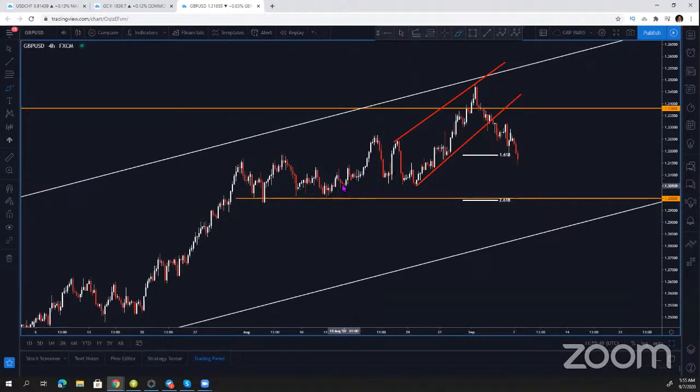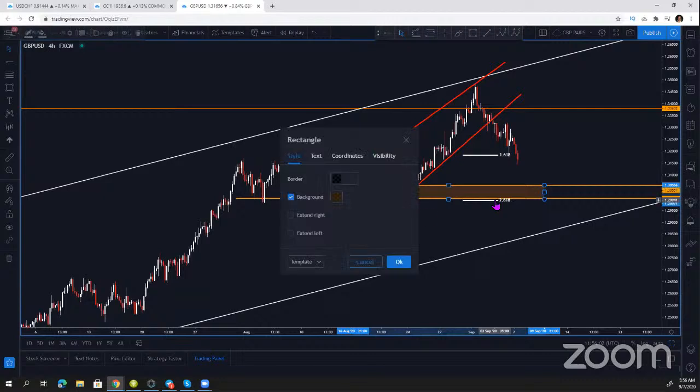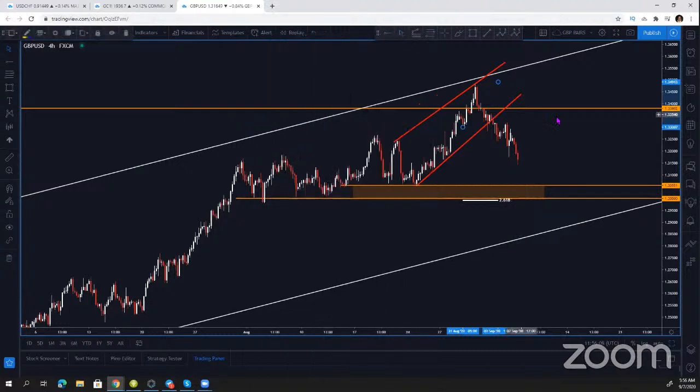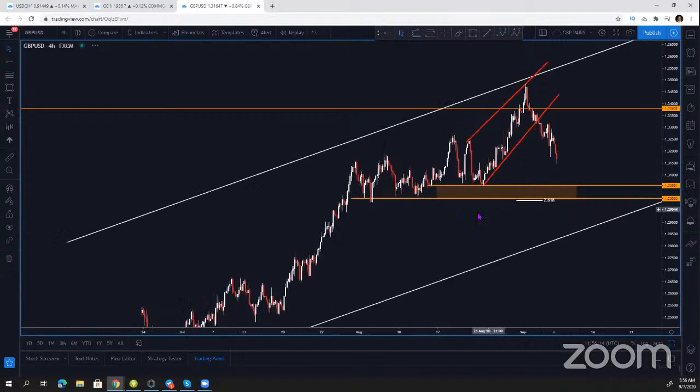But the last few times we didn't quite test the 130, which is absolutely fine because levels are zones. They are not actual lines in your charts. So this would be my value zone right here. Now, I'm going to get rid of that 161.8 because it's no longer valid. We already broke with it. So we are going to be trying to retest the 261.8.